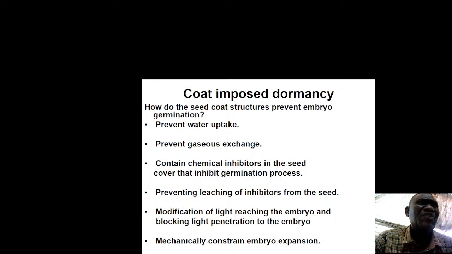Then it can contain inhibitors in the cover and inhibit the germination process. It can prevent leaching of inhibitors from the seed, hence perpetuate dormancy. Modification of light reaching the embryo, blocking light penetration to the embryo, can also interfere with the germination process. It can simply be a mechanical constraint which prevents the germination process.